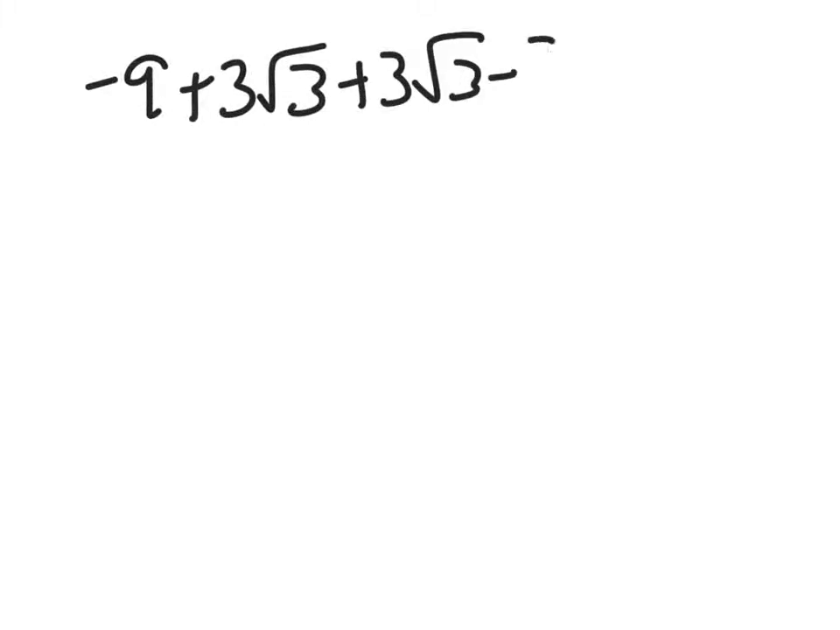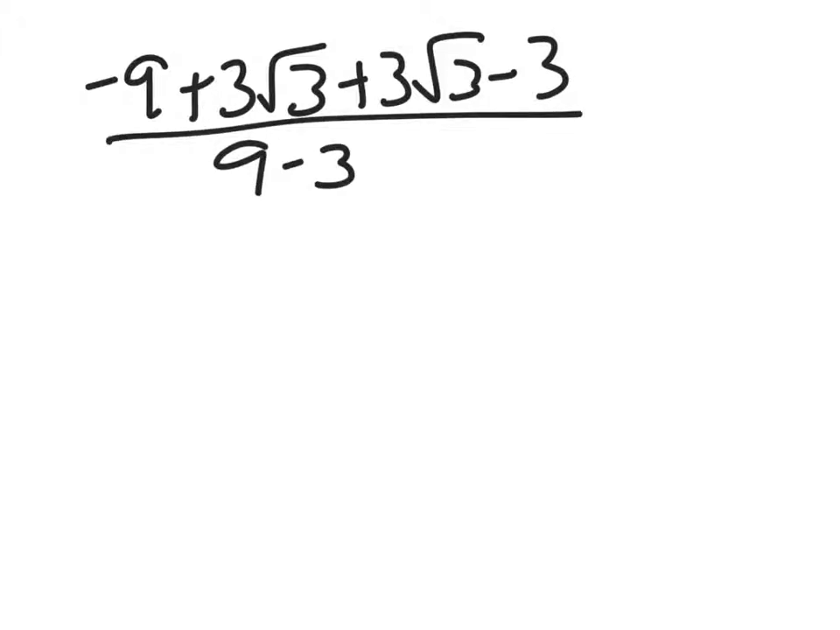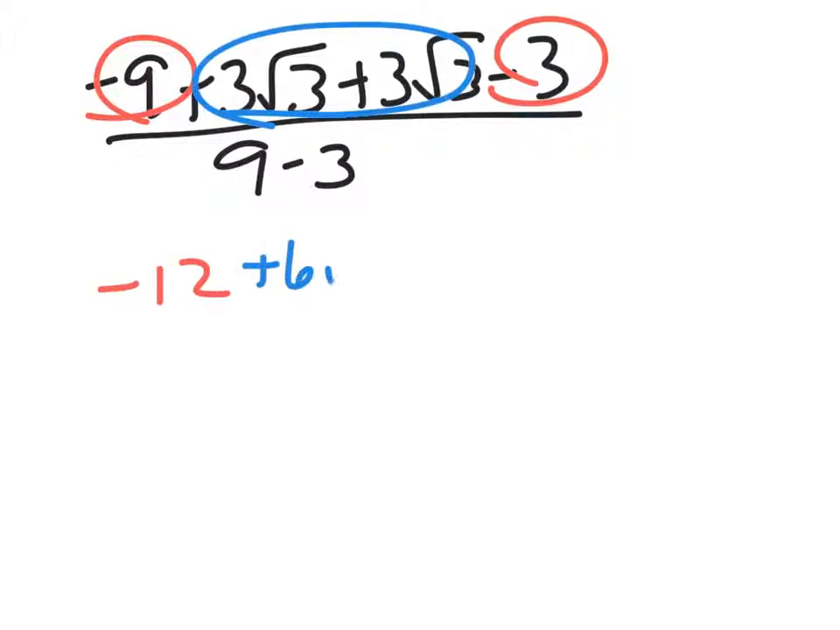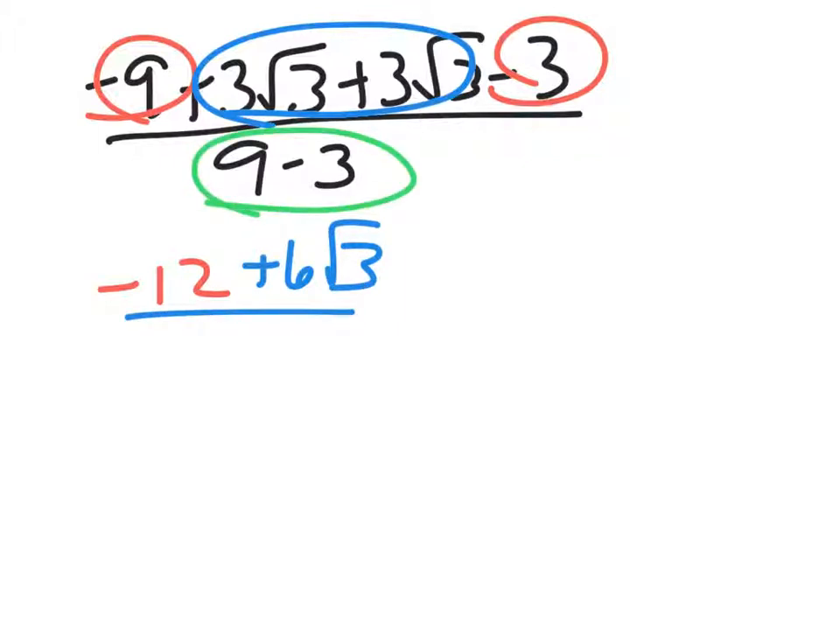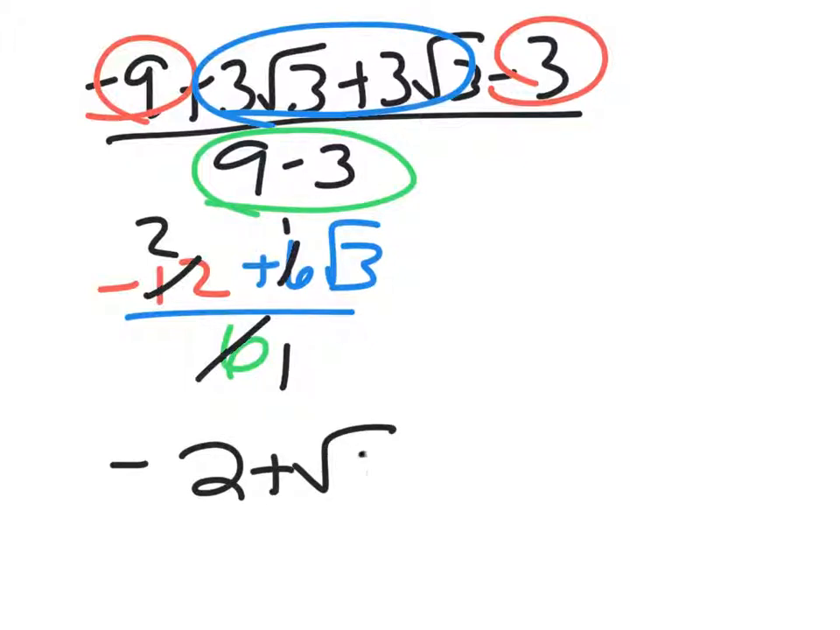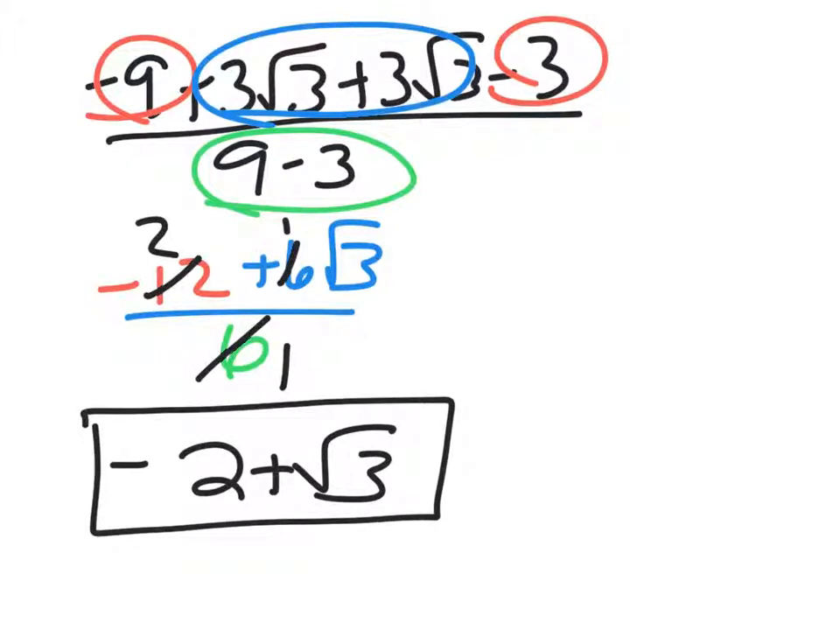Okay, so on the last screen, we had negative 9 plus 3 root 3 plus 3 root 3 minus 3 over 9 minus 3. And then I'm simplifying, so I'm going to combine my like terms. So that's negative 12 plus 6 root 3 over 6. And I can take a 6 out of each one of these, and I'm left with negative 2 plus square root of 3. And that is my answer for tangent of 3 pi over 4 plus pi over 6.